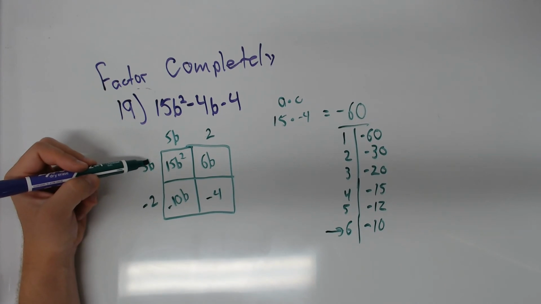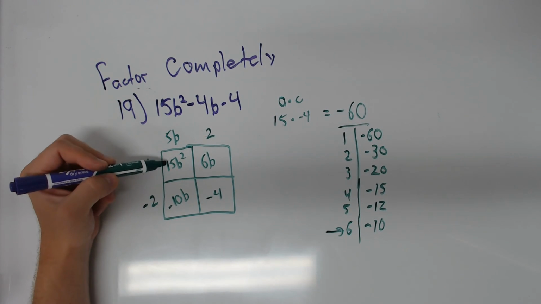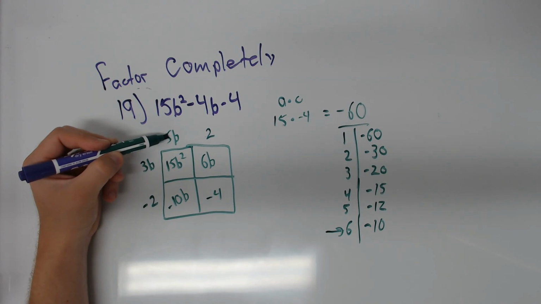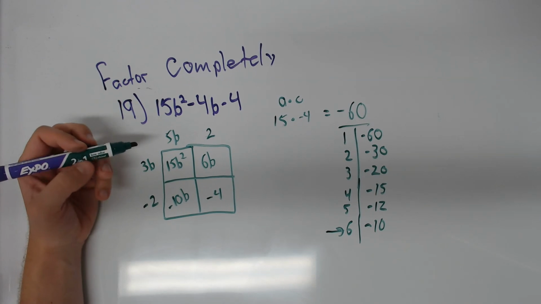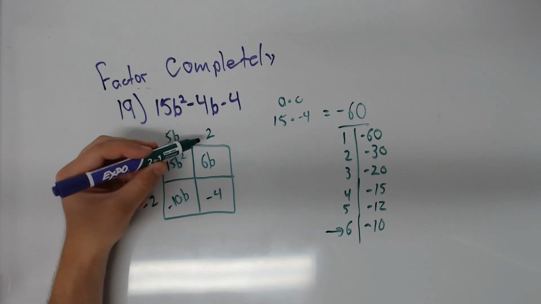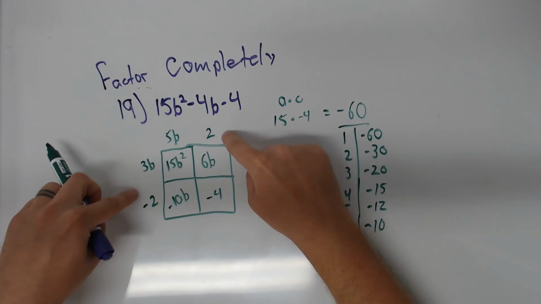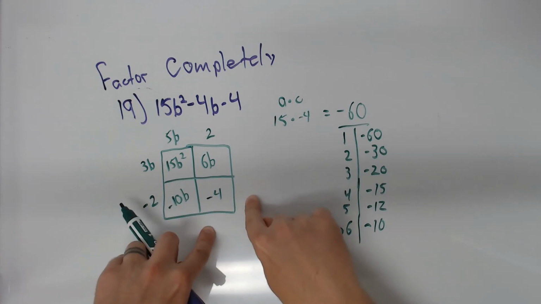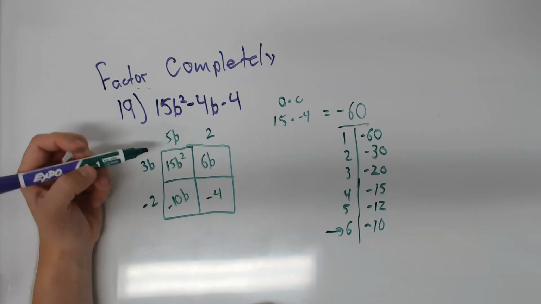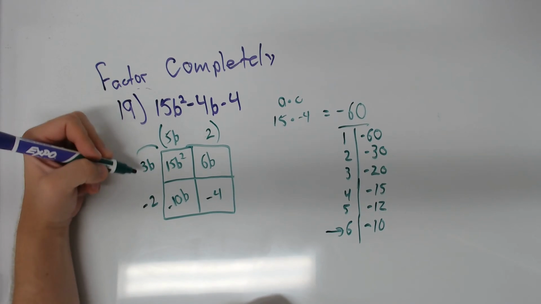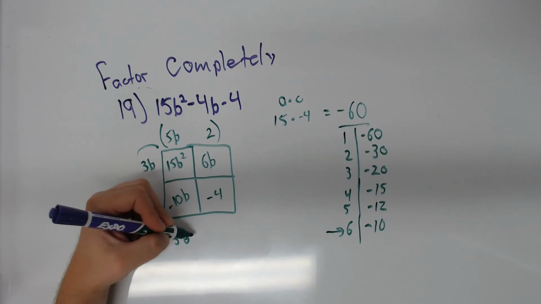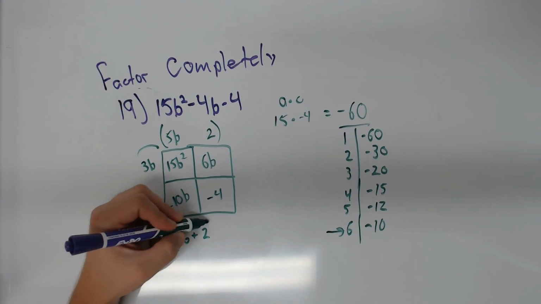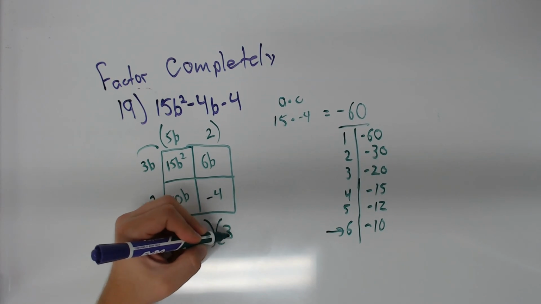Now let's check and make sure everything worked out. 3b times 5b is 15b squared. That's good. -2 times 5b is -10b. That's good. 3b times 2 is 6b. And then the first one we checked, easy one, 2 times -2 is -4. So these have to be my factors: 5b plus 2 and 3b minus 2.